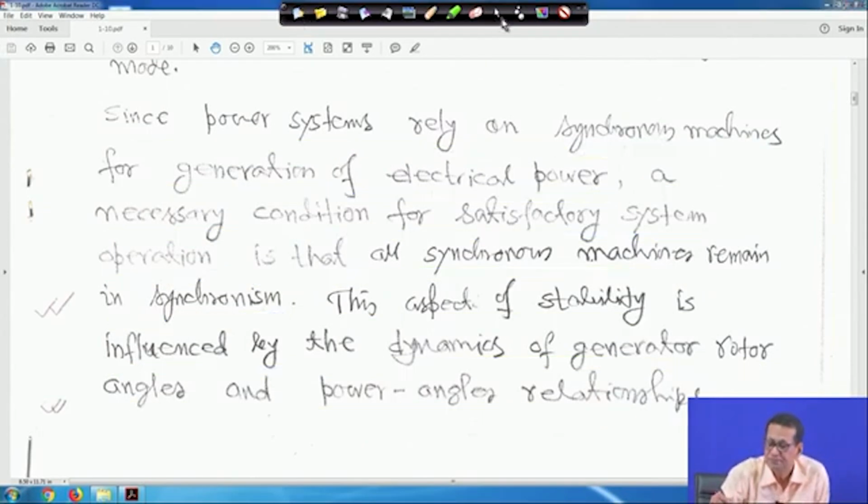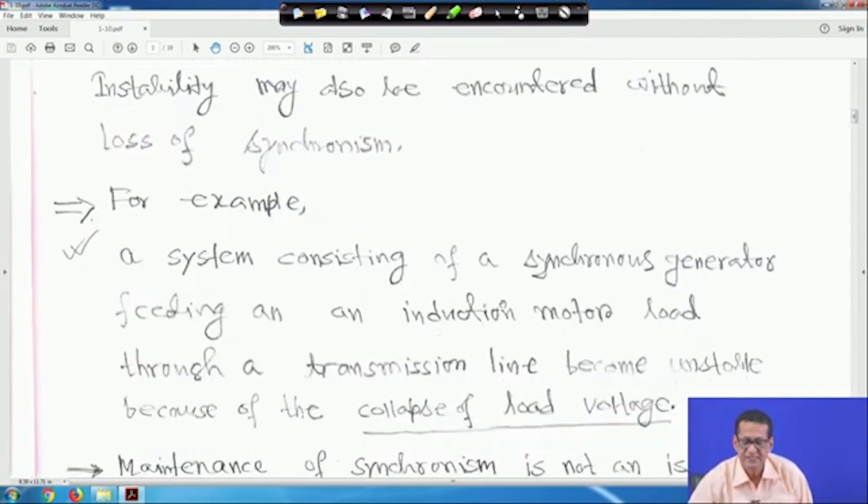Now, instability may also be encountered without loss of synchronism. If a synchronous machine falls out of step, then there will be loss of synchronism, loss of stability. All the machines swing in unison, that means they are in a coherent group, so their increase or decrease of speed is the same. But if one of the machines falls out of step and loses synchronism, then instability may happen.